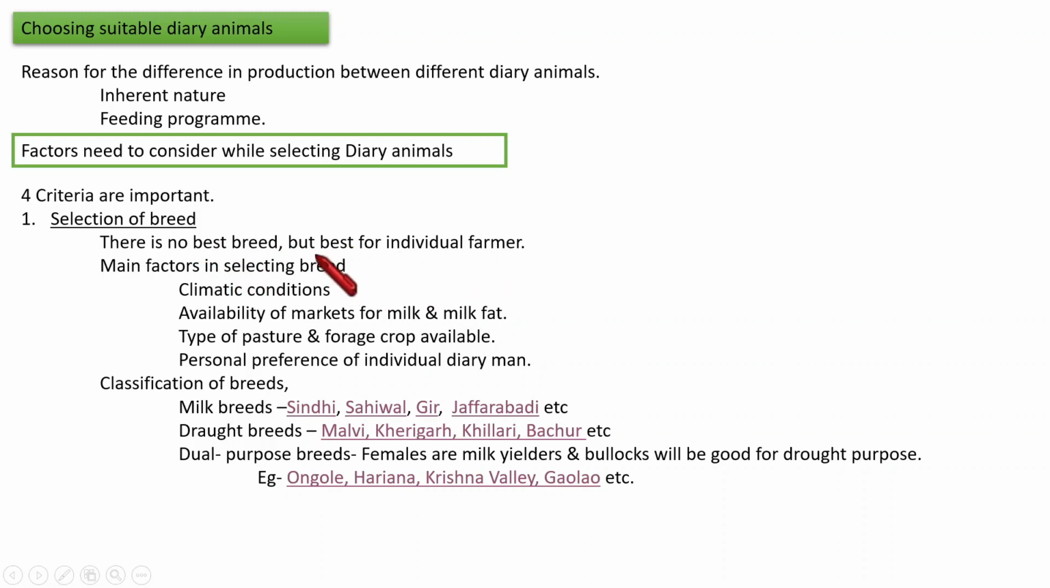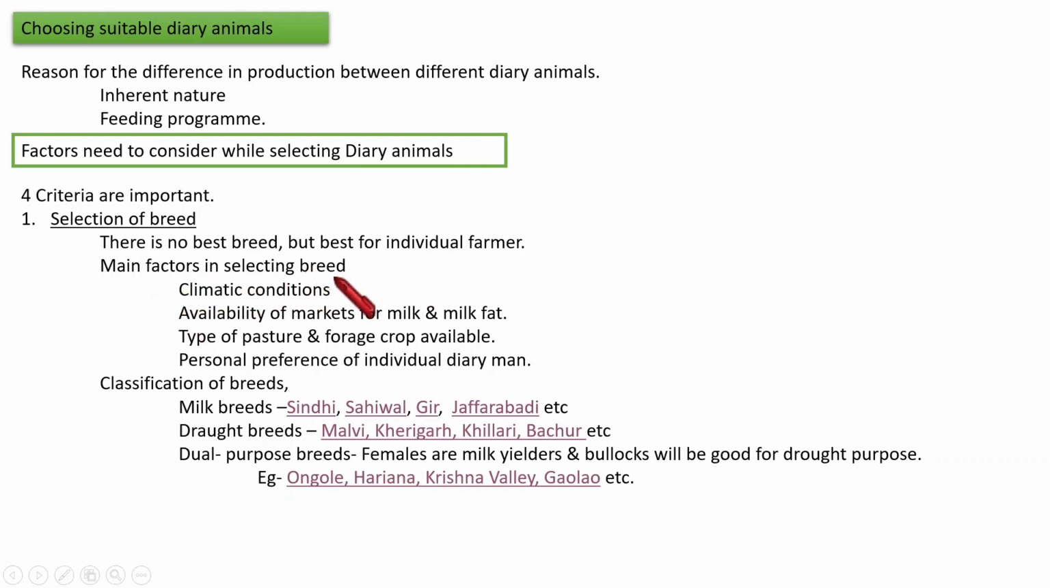What it means is that while selecting a breed, we need to understand which breed is suitable for our circumstances, our situations. According to that, we need to select a breed. It should not be blindly selecting a superior quality type of breed. We need to understand the best suitable one according to our circumstances and requirements. That will be the best for that individual farmer. Clear?